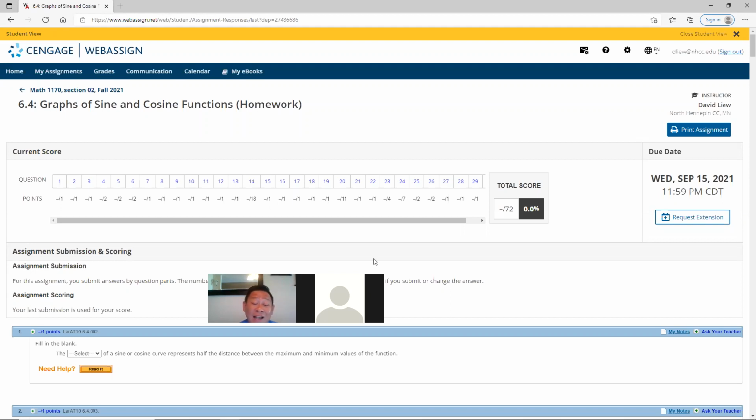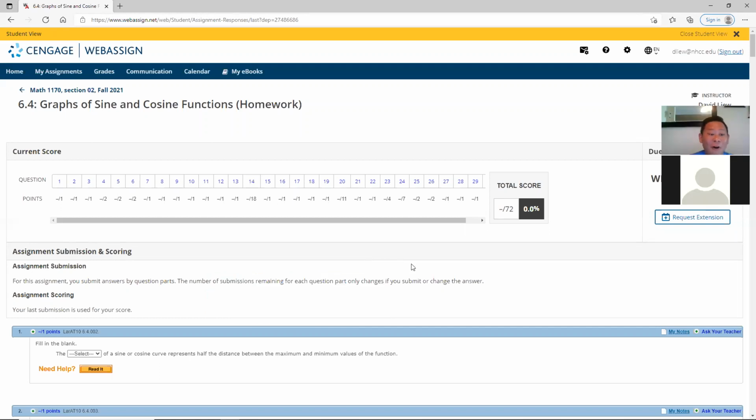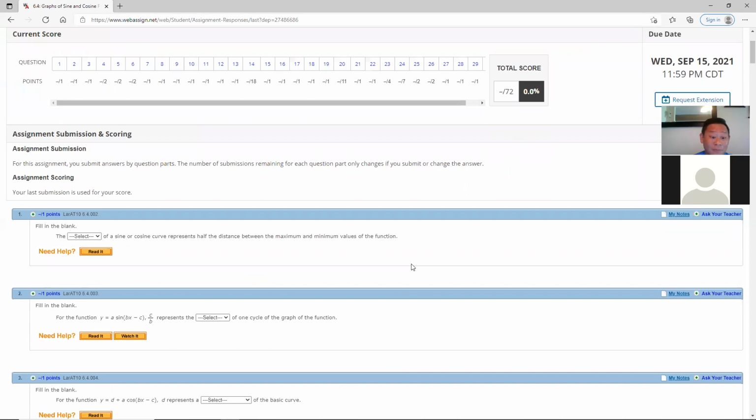Do not wait till the last minute to do it, because I get lots of emails on Wednesday, since it's due Wednesday at 10 p.m. I'm not going to stick around at 10 p.m. because you guys push it to the last minute. So please do your homework on time. This is something I really want to point out to you. This is trigonometry, not algebra 1 or algebra 2. So make sure you start working on your homework on time. Don't wait till the last minute.